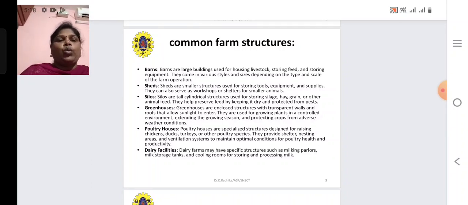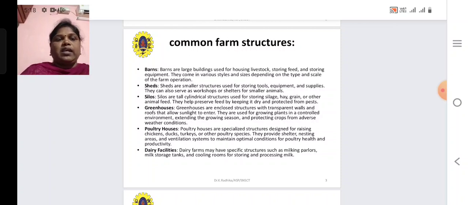Then the fourth one, greenhouses. Greenhouses are enclosed structures with transparent roofs that allow sunlight to enter. They are used for growing plants in a controlled environment. Temperature and water are controlled conditions. Plants are grown in the controlled condition in the greenhouse, extending the growing season and protecting crops from adverse weather conditions. Suppose there is high temperature or high moisture content, some of the crops are affected. So the crops are cultivated under greenhouse conditions. So greenhouses are constructed in the farms.